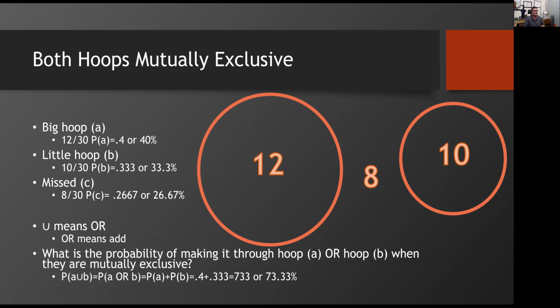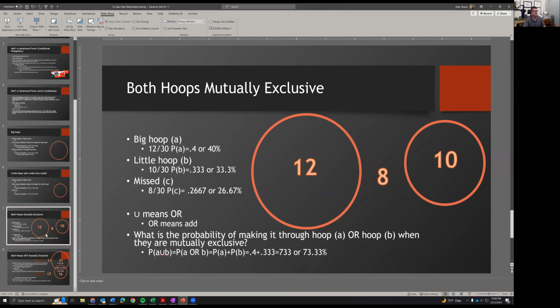So what's the probability of making it through the big hula hoop? We determined it was 12 out of 30 or 0.4. What's the probability of making it through the little hula hoop, which is 10 out of 30 or 0.333? So you take the probability of A plus the probability of B, so 0.4 plus 0.333, and that gives you 0.733, which I just realized there is no point right there. So 0.7333 or 73.33%.